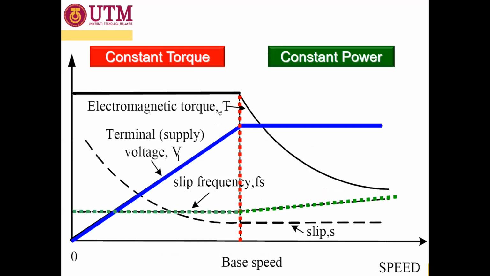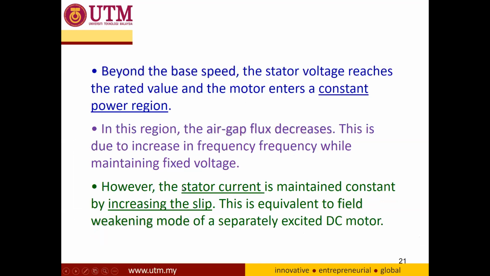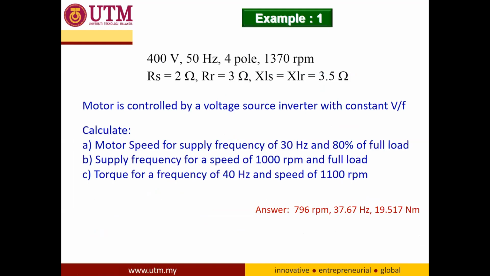Okay, and then this is the constant torque and constant power region, then all the essential parameters, for example the slip and the relationship between the slips, and so on. Okay, and we will go for an example. And I think with this, we have already finished our topic for the induction motor part 2.